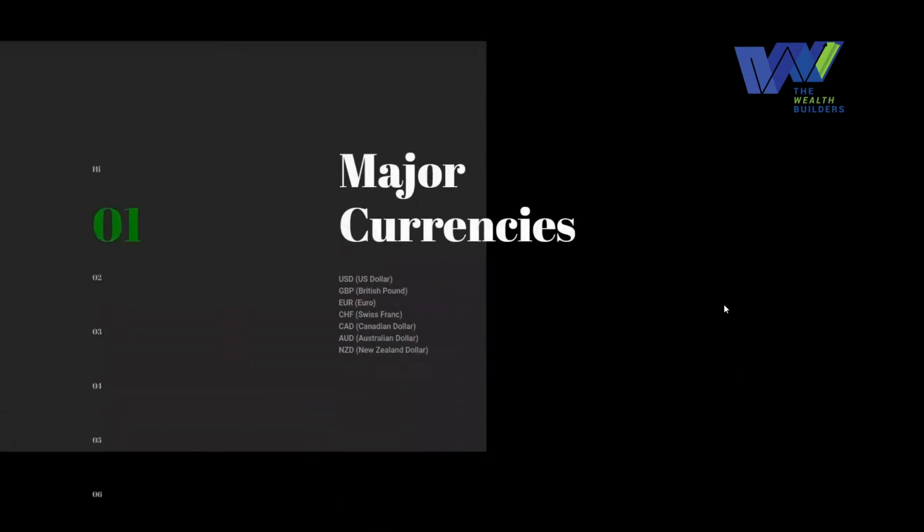So, there are 7 major currencies. You got the US dollar, the Great British Pound, the Euro, the Swiss franc, the Canadian dollar, the Australian dollar, and the New Zealand dollar.